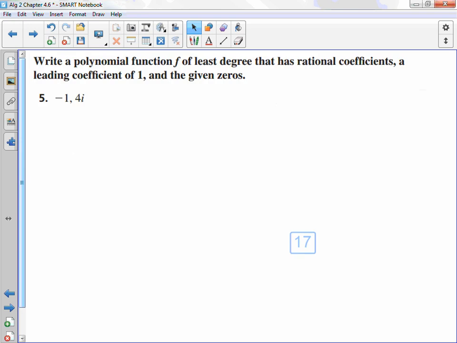Let's look at another one. Y'all want to look at 5, 6, or 7?